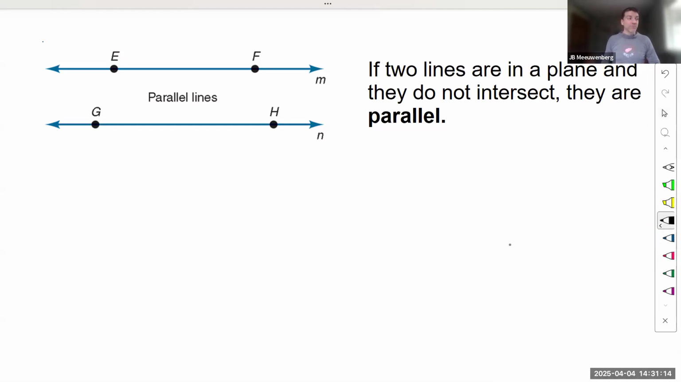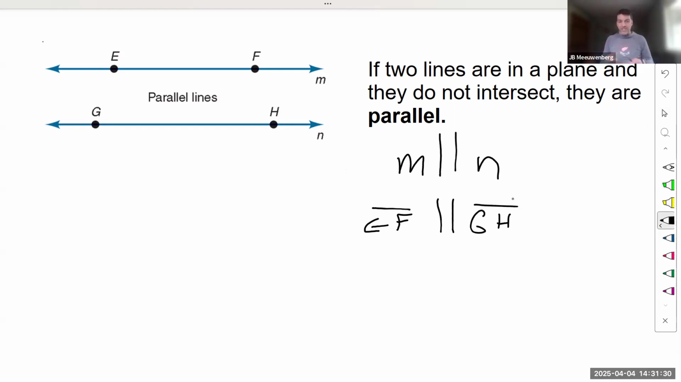What's the notation for parallel lines? Well, we can say that M is parallel to N. We use two vertical lines, or we can say line segment EF is parallel to line segment GH.